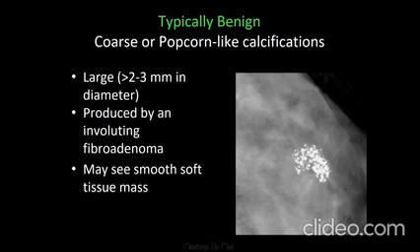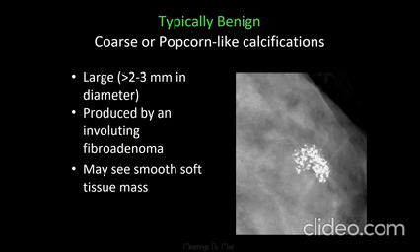Next, in the typically benign, is coarse or popcorn-like calcifications. These are large, chunkier, so we need to think of these as being larger and chunkier as their friend and more suspicious calcifications, coarse heterogeneous. They are typically produced by an involuting fibroadenoma, so we often tend to see these around perimenopause and later as fibroadenomas tend to involute as hormones change.